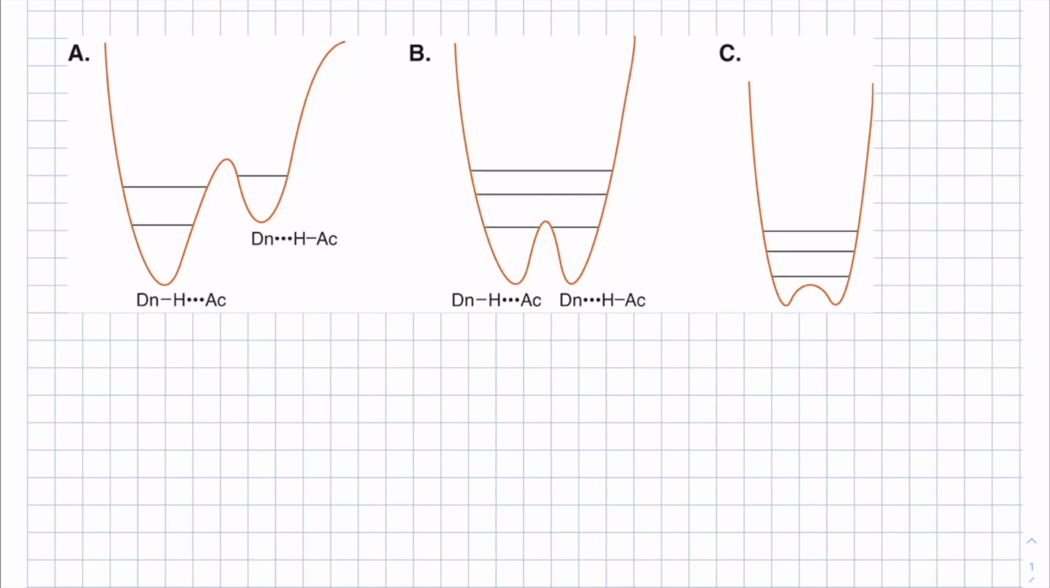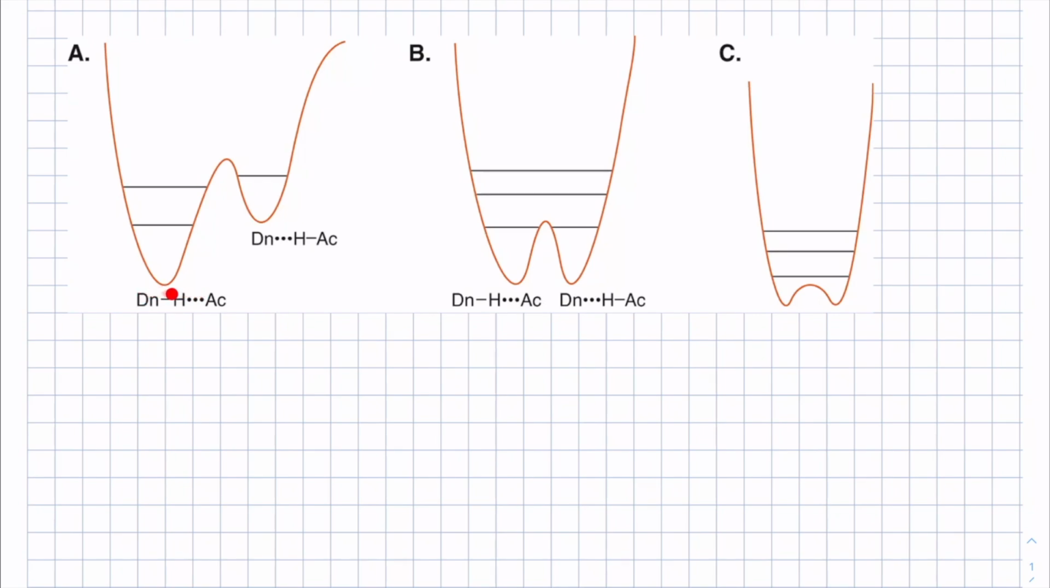I want to say just a few more things about hydrogen bonding. Here are some potential energy surfaces for hydrogen bonding where the y-axis represents energy and the x-axis represents the position of the hydrogen in between donor and acceptor. And you can see in panel A, this is a situation where it's more favorable for the proton to be on the hydrogen bond donor than on the hydrogen bond acceptor. But going from here to here represents a proton transfer, okay?